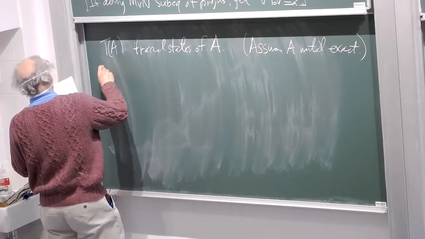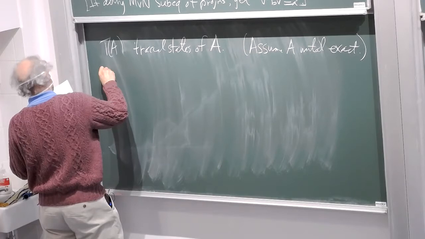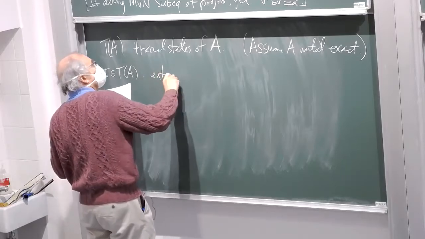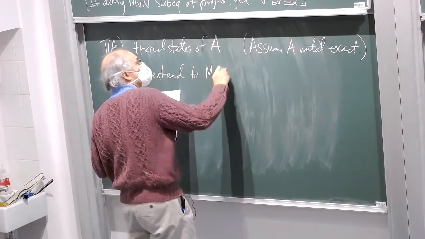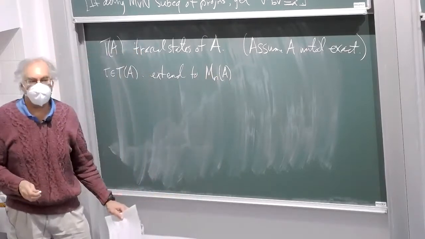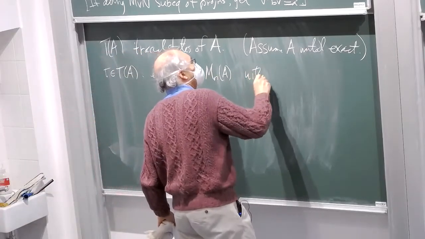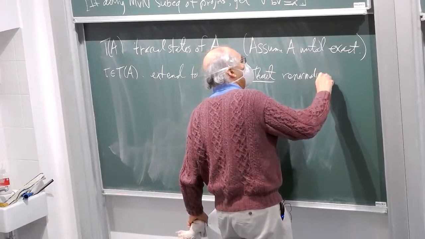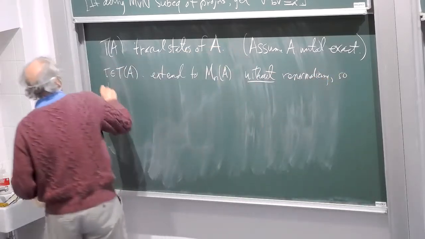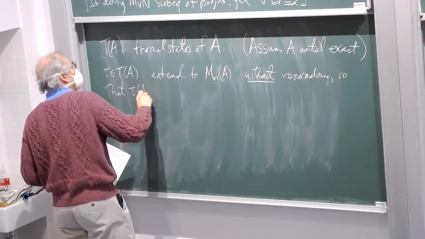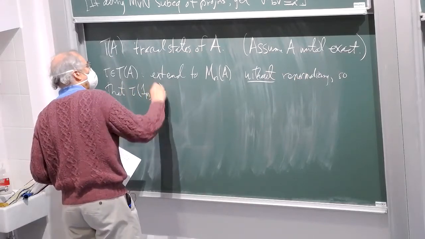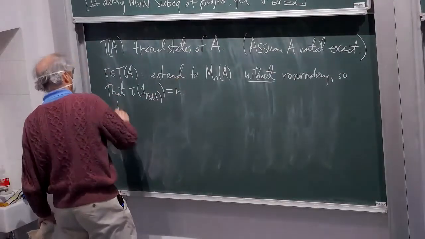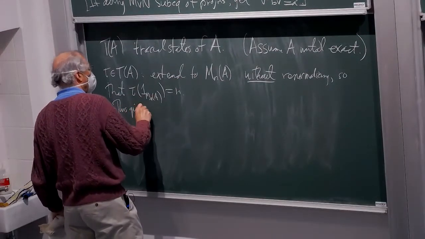And then so now tau in T(A), so I extend it to Mn(A) without renormalizing. So that tau of the identity of Mn(A) is n. And this gives me something that's defined on M infinity of A. I'll just use the same letter for it. This is standard.